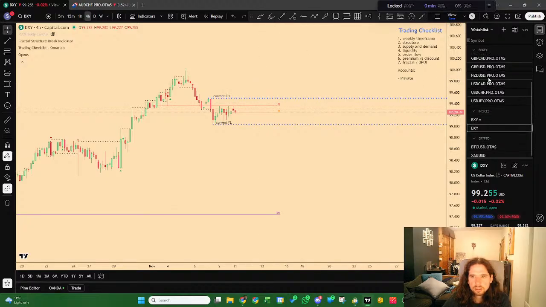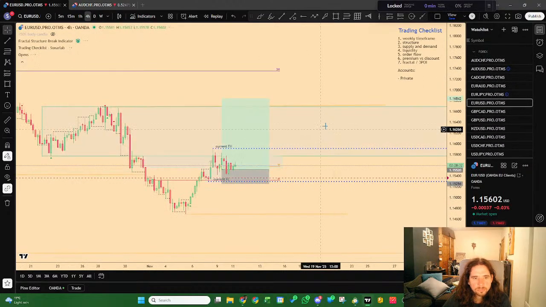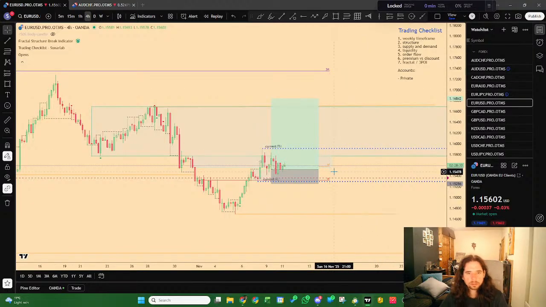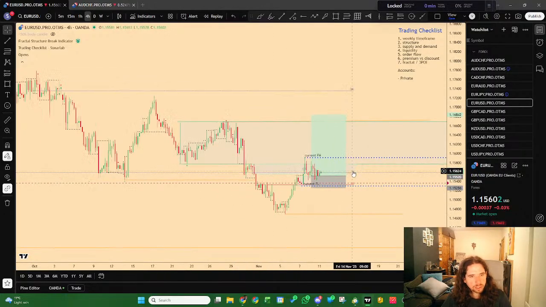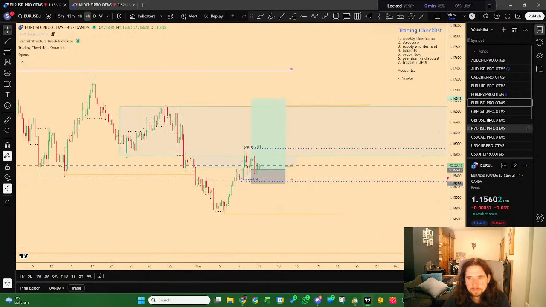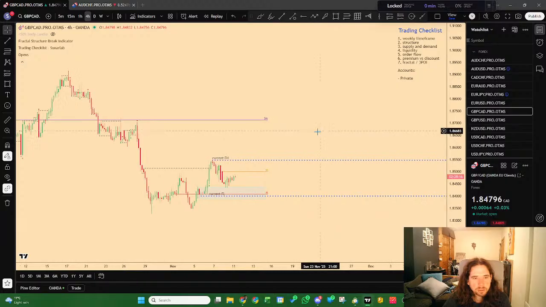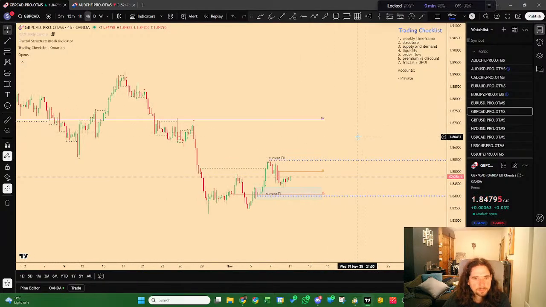So yeah, that's how the Euro USD is performing as well. We're just reacting to that and then we might pull lower. But yeah, we'll see what the Fed and all that does.